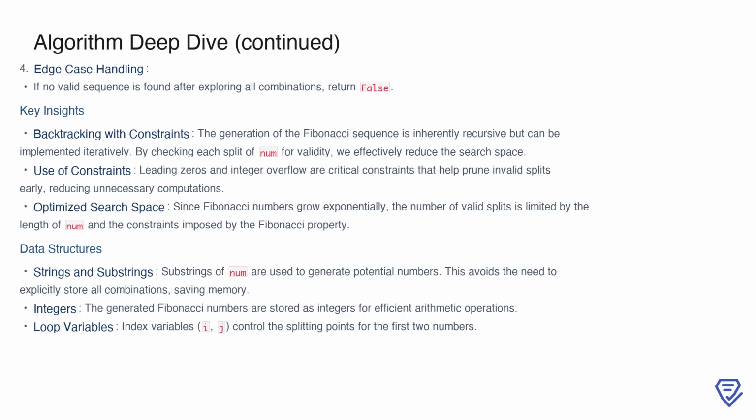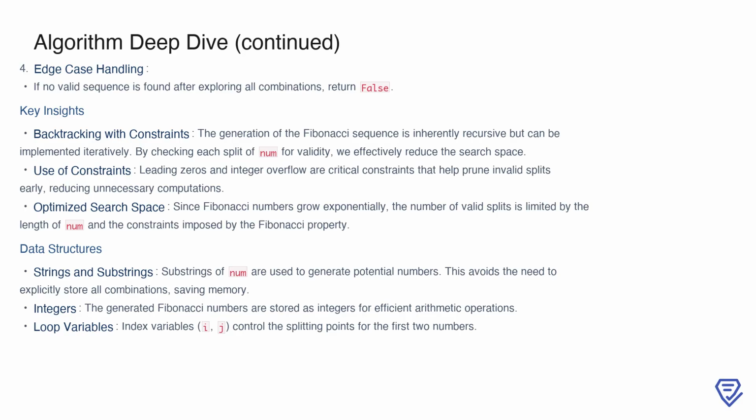While the generation of the Fibonacci sequence can be recursive, an iterative approach is often sufficient and more efficient. By applying constraints, such as checking for leading zeros and ensuring numbers remain within valid ranges, we significantly reduce the number of invalid combinations early in the process. Additionally, the exponential growth of Fibonacci numbers naturally limits the search space, as numbers larger than the remaining length of the string cannot possibly form valid splits. This optimization ensures that we focus only on feasible combinations without exploring redundant paths.